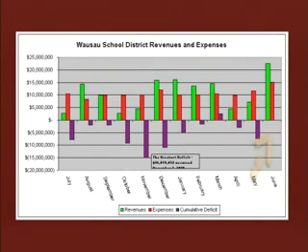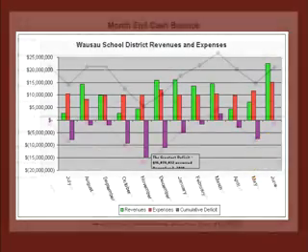If you'll note, for the month of June, there is no purple bar, and so by the end of the fiscal year, we have assumed that revenues and expenditures would be equalized at that time.